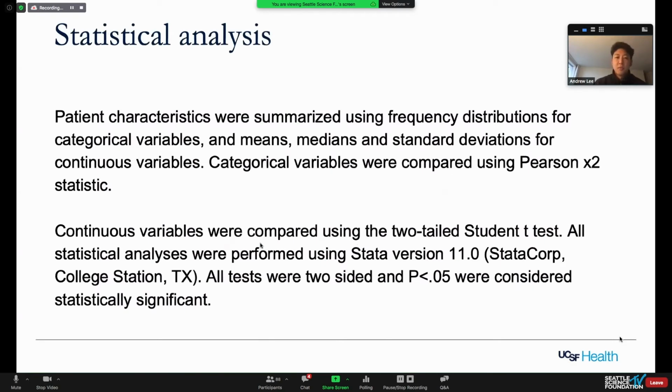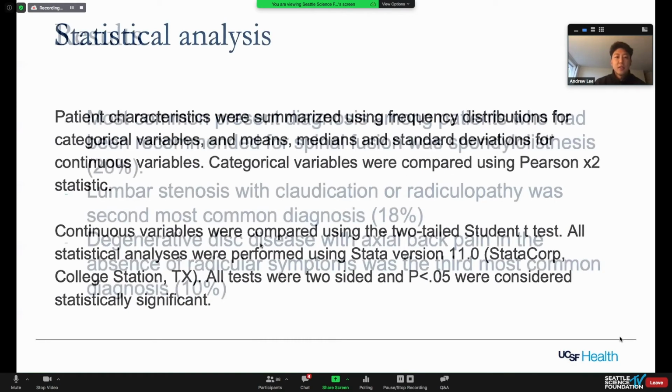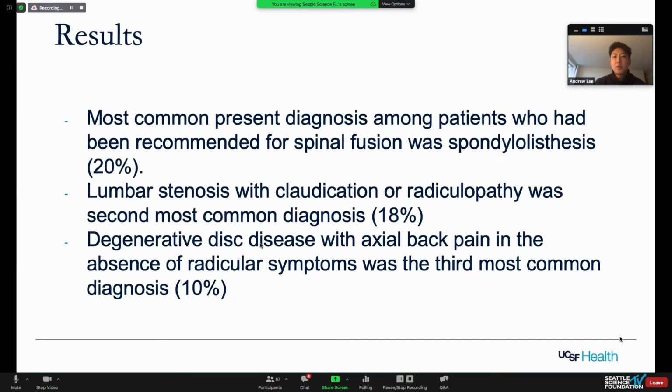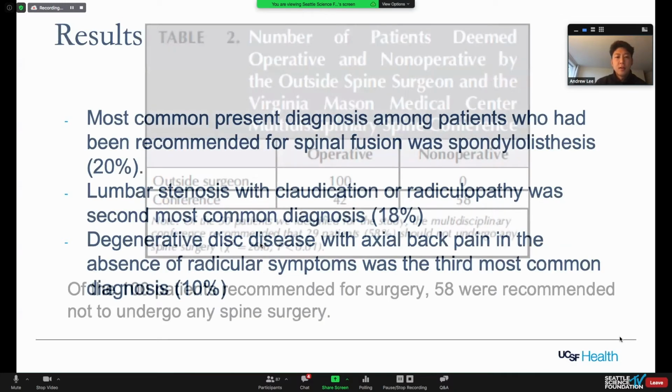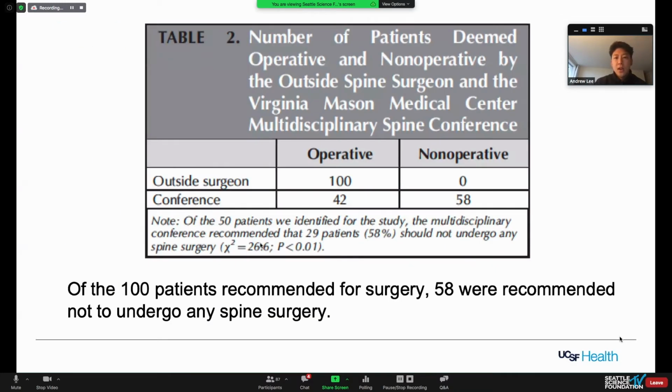Statistical analysis was performed as such, and as a result, the most common presenting diagnosis among patients who had been recommended for spinal fusion was spondylolisthesis. Lumbar stenosis with claudication or radiculopathy was second most common, with degenerative disc disease being 3rd. As shown in this table too, of the 100 patients that were initially recommended for surgery, this conference was able to whittle down the operative candidates to 42, while they recommended 58 being non-operative.